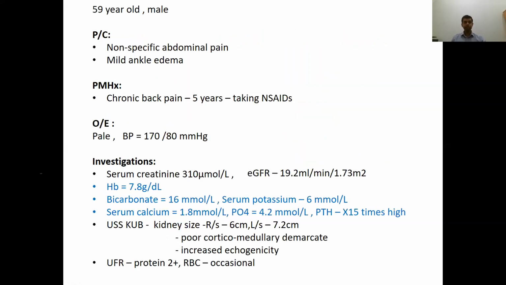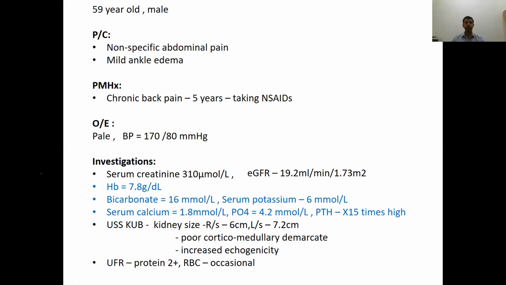So because of that, in all your patients, when you are suspecting CKD, you have to actively look for these complications. That is why these investigations were done in this patient. You can see we've done a hemoglobin, which is showing 7.8, bicarbonate 16, phosphate 6, calcium of 1.8, phosphate 4.2, and parathyroid hormone more than 15 times the normal limit.